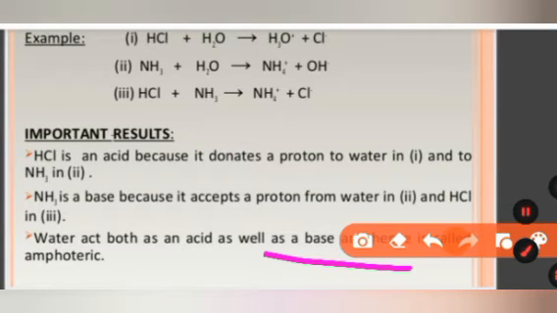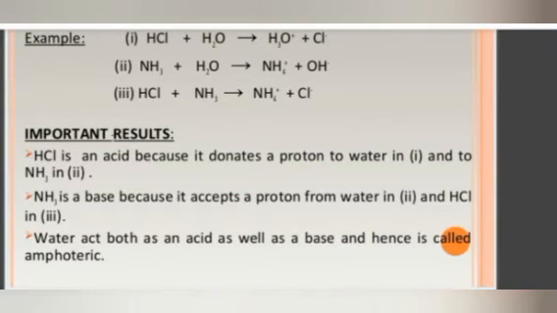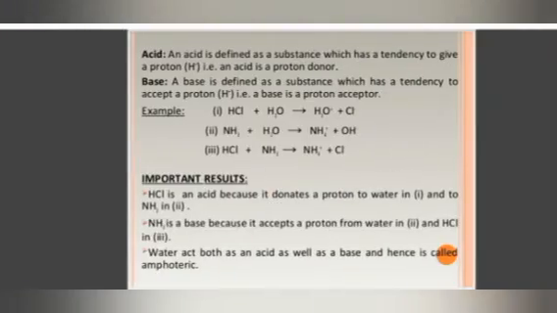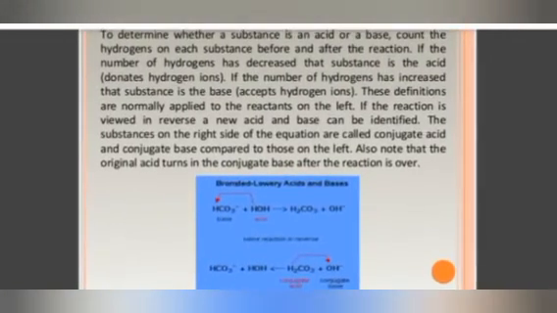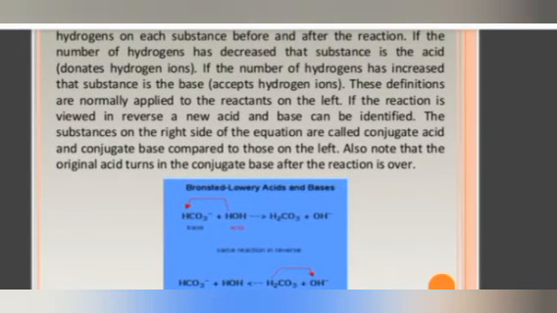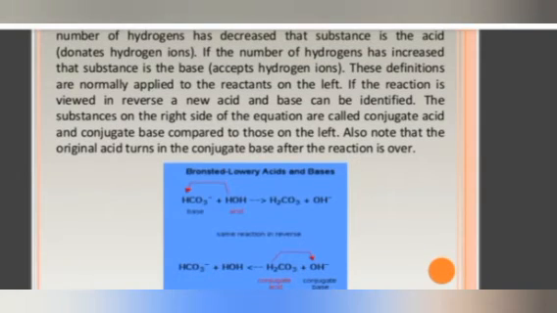Next slide: to determine whether a substance is acid or base, we need to count hydrogen on each substance before and after the reaction. If the number of hydrogens has decreased, the substance is an acid, donating hydrogen ion. If the number of hydrogens has increased, the substance is a base, accepting hydrogen ion. These definitions are normally applied to the reactants on the left. If the reaction is viewed in reverse, a new acid and base can be identified. The substances on the right side of the equation are called conjugate acid or conjugate base. So we can study conjugate acid and base also under Bronsted-Lowry theory.